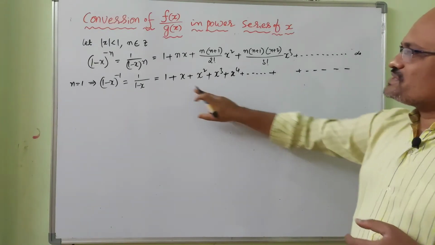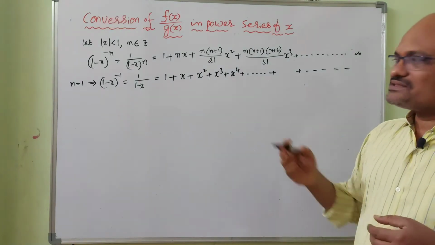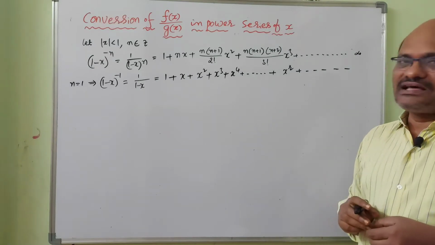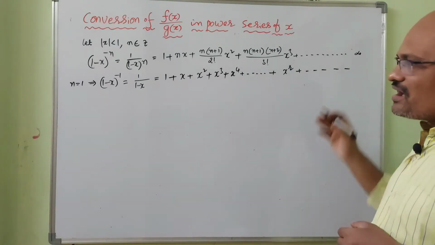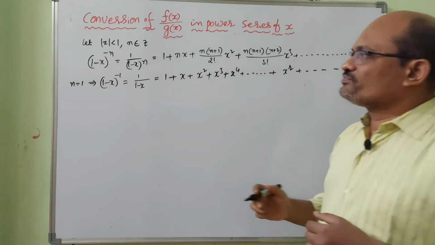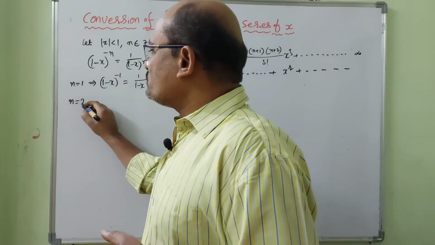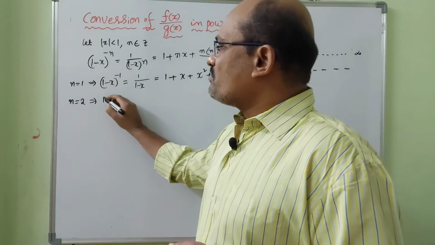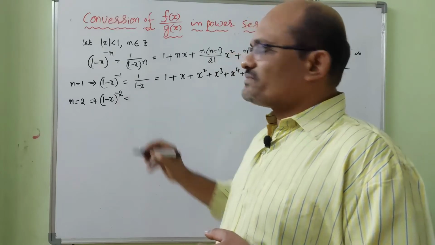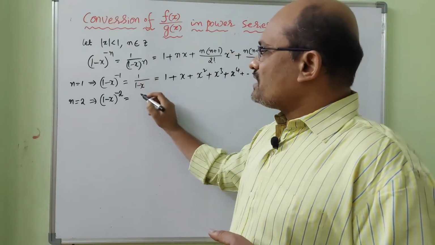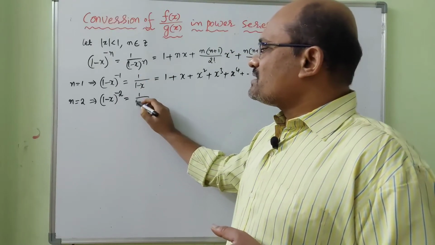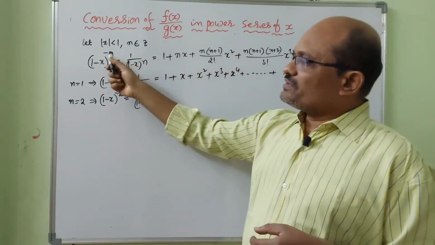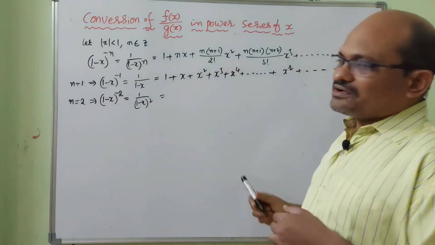Now by observing this, I can write the general term. What is the general term here? X power r is the general term. Now take n equal to 2. Put n equal to 2 here. You will get 1 minus x power minus 2 is equal to 1 by 1 minus x power 2. In binomial theorem for power n, I suggest you put n equal to 2.